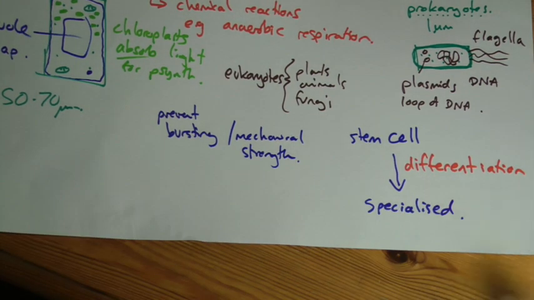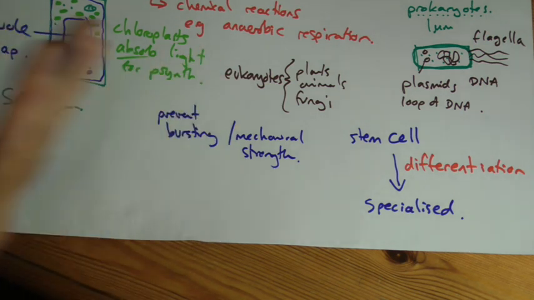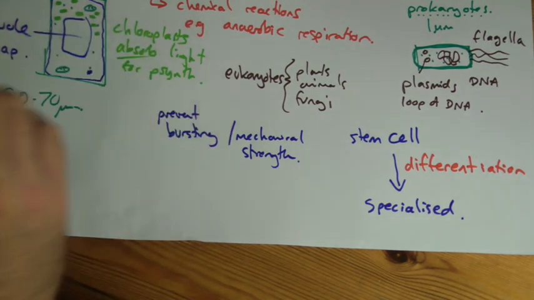So in the second summary video we'll look at some of the bits on active transport, osmosis and diffusion, which probably are the bits that are quite difficult.